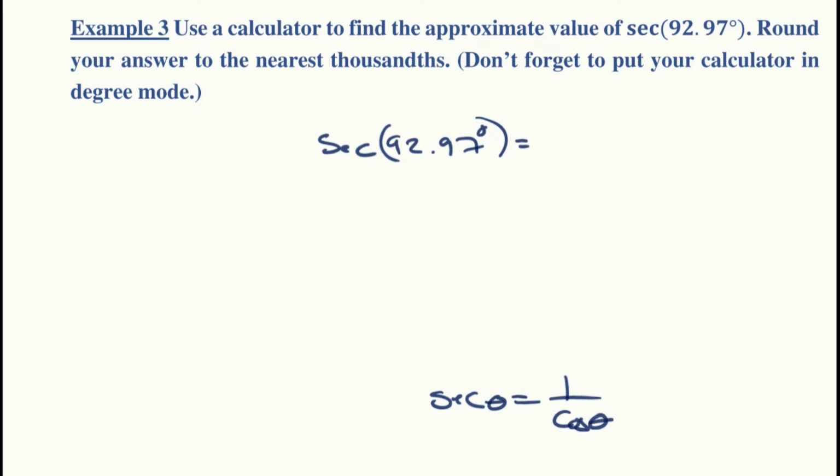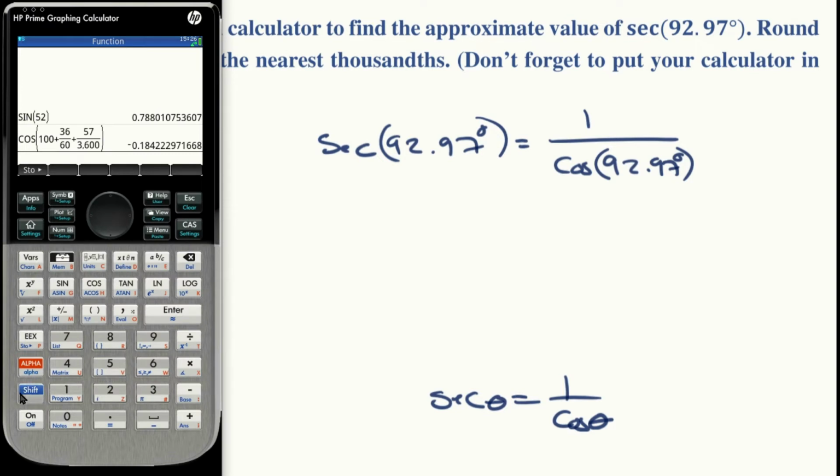So here we're going to say that's equal to 1 over the cosine of 92.97 degrees. So all we have to do on our calculator is go ahead and compute that. So let me clear this a little bit. So we're just going to do 1 divided by cosine of 92.97. Okay, so there it is.